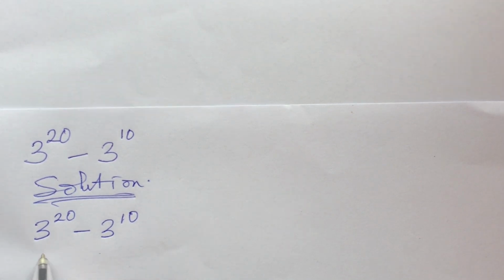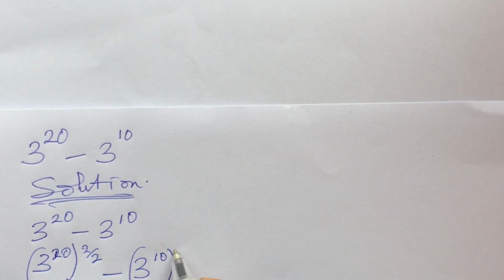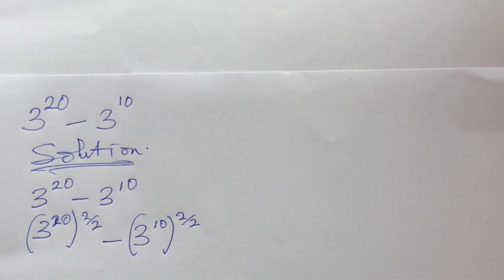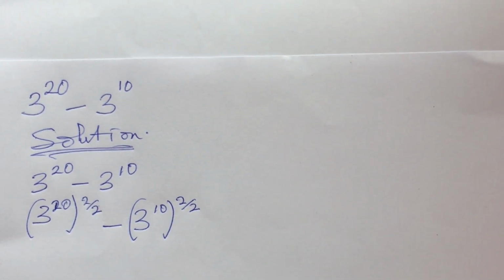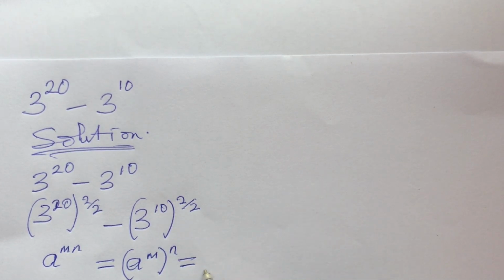So, if I decide to write what I have here now as 3 to the power of 20 over 2 times 2, minus 3 to the power of 10 over 2 times 2, it has not changed anything because 2 over 2 will give us 1. So 3 to the power of 20 to the power of 1 is the same thing. Now, from here, if you have a to the power of mn, this is the same thing as a to the power of m, bracket n, which is the same thing as a to the power of n, bracket m.